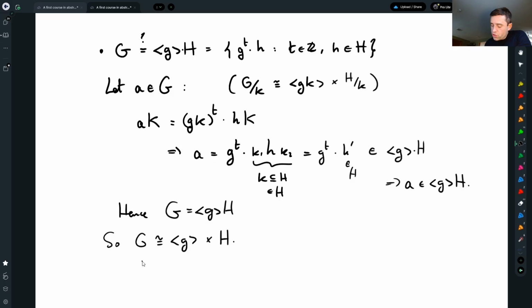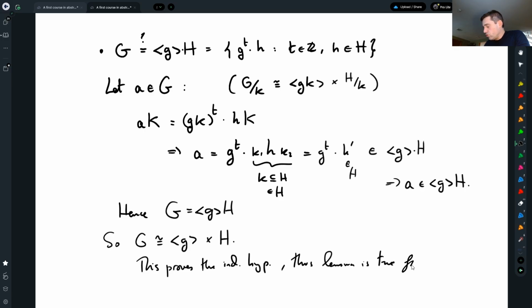This proves the induction hypothesis, and therefore by the lemma, the lemma is true for all such G. Great. So now we can use that to prove what we want using induction again. So let's see how we do that.